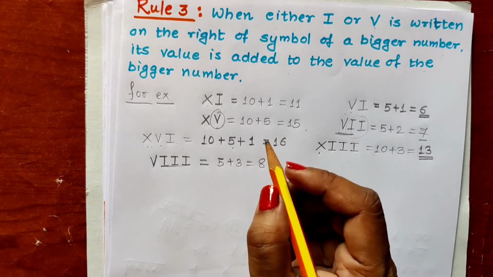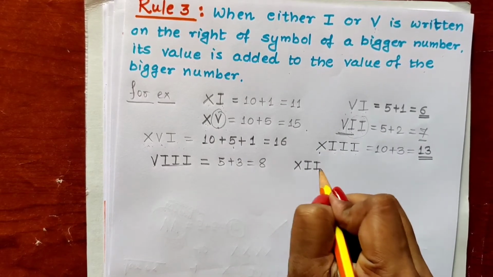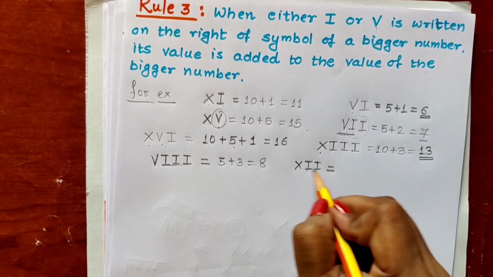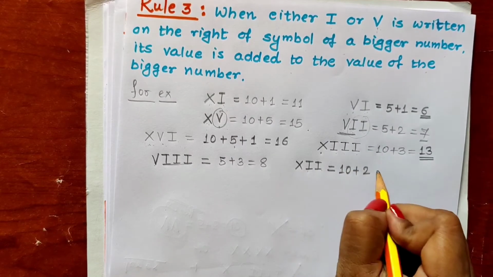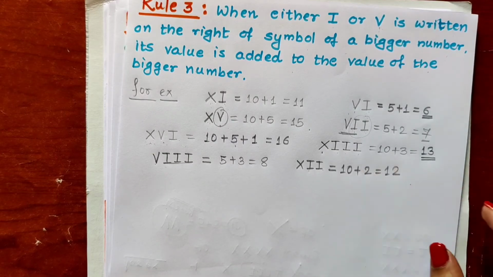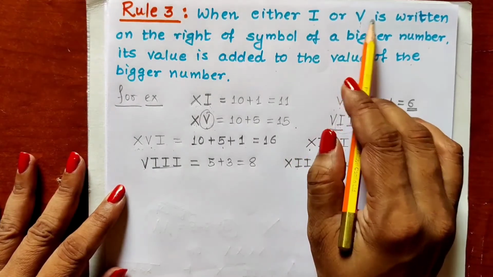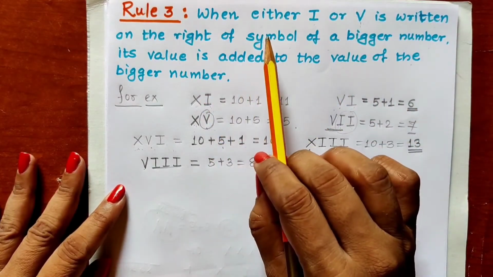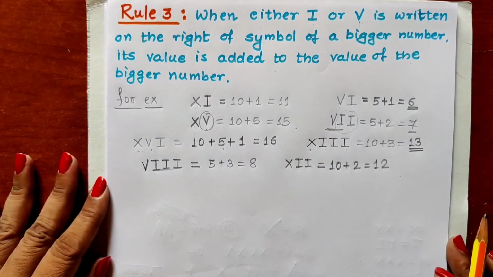Okay. Similarly, if I write XII, only I 2 times, what should be the answer? X means 10. I 2 times means 2. So it will be 12. Like this, we will have to write the numbers when I or V is written on the right of the symbol of bigger number.